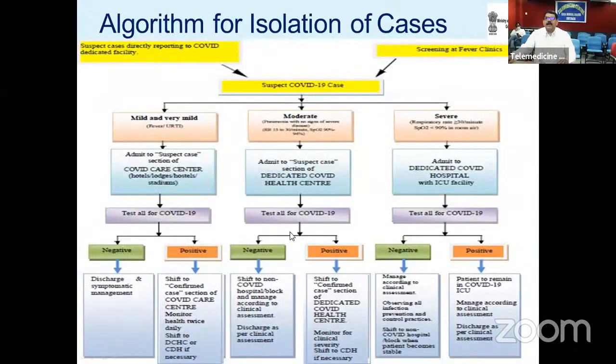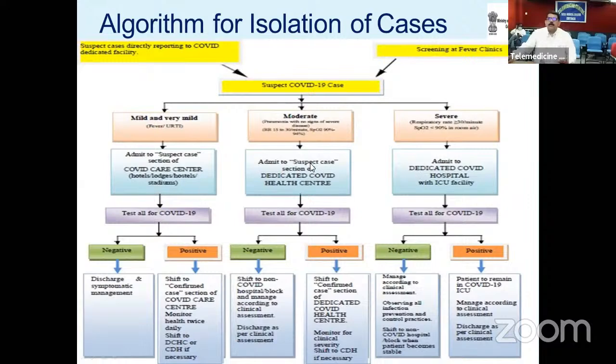So this is in a single chart, it shows how a case comes, how you suspect it's a mild or moderate or severe. Then you admit to the COVID care center, dedicated COVID health center or dedicated COVID hospital. Then testing and negative, the isolation patients and the positive patients are kept separately. And you know, the mild and the moderate patients, after 10 days, they are discharged even without a test. And here, the severe patient have to be kept till the symptoms subside.